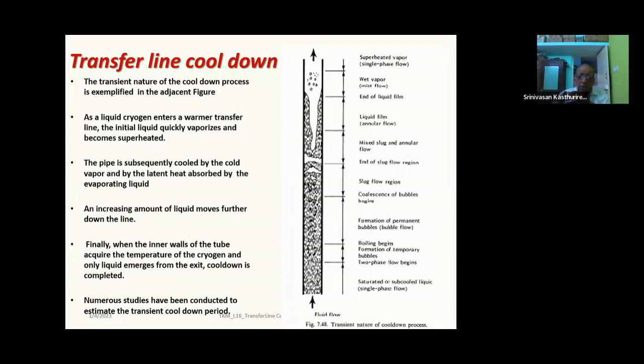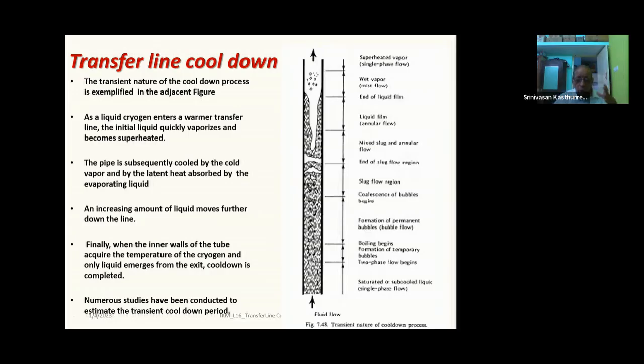The temperatures keep on cooling down, and this keeps on moving further out. So more and more of the pipe is becoming cooler and cooler. That means the liquid starts wetting the pipe over a distance completely. So when the pipe is completely cooled down, then what happens? The liquid that is entering at this end becomes total liquid, and is seen at the outlet.